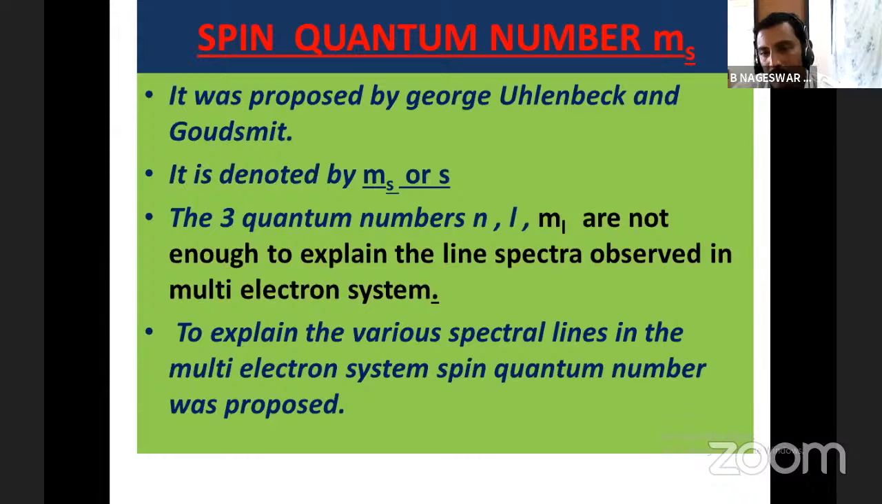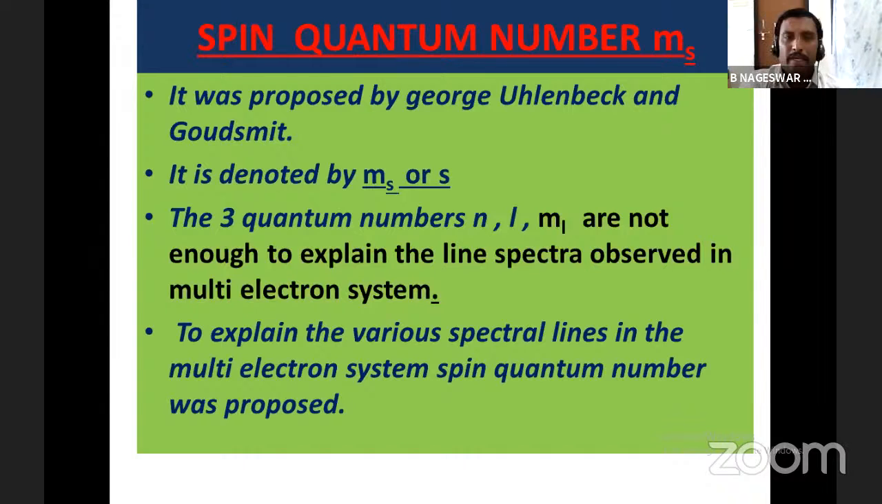The three quantum numbers n, l, ml are not enough to explain the line spectra observed in multi-electron systems. That means the principal quantum number, azimuthal quantum number and magnetic quantum number cannot properly explain the line spectra observed in multi-electron systems. Why was the spin quantum number proposed? To explain the various spectral lines in the case of multi-electron systems, the spin quantum number was proposed.